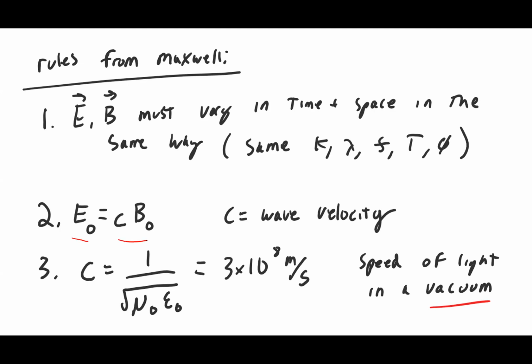The other rule is that I can't have any old amplitude of E matched with any old amplitude of B. Actually, the magnitudes of the two fields are determined. So if I know the magnitude of E, then I know the magnitude of B, and it's given by the speed of light times the magnitude of B is equal to the magnitude of E.